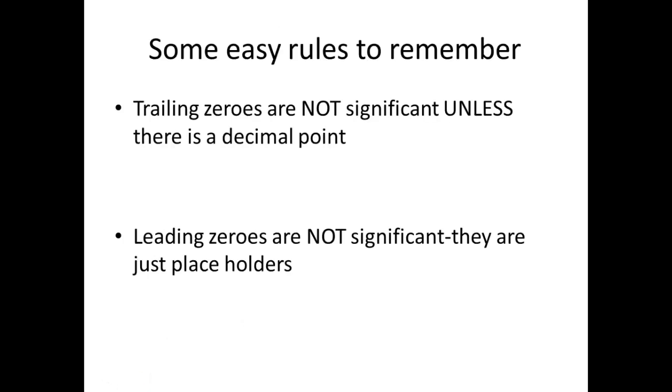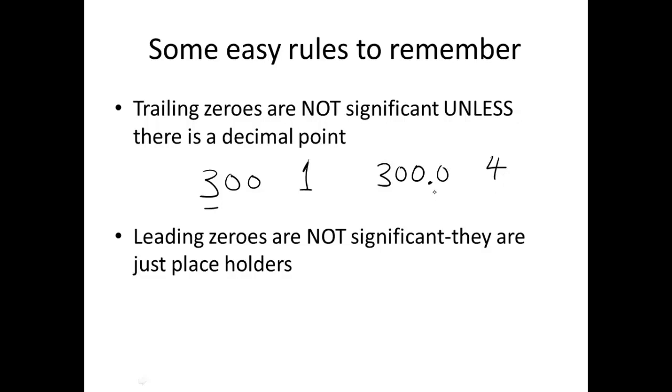Let's look at the rules. Trailing zeros are not significant unless there is a decimal point. So if we say 300, only the 3 would be significant. That would be 1 sig fig. However, if we're saying 300 and there's a decimal, let's say 300.0, that would be 4 sig figs. Because of that decimal, it tells us that, yeah, this device can measure to the tenth column, therefore 4 sig figs.